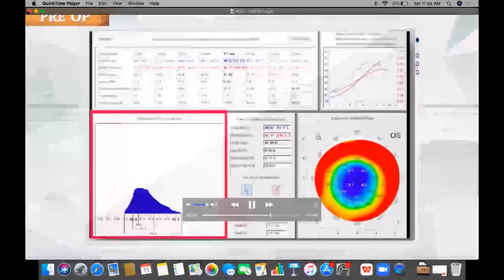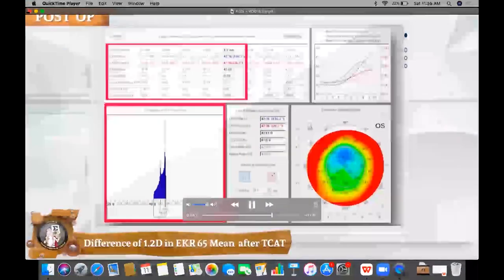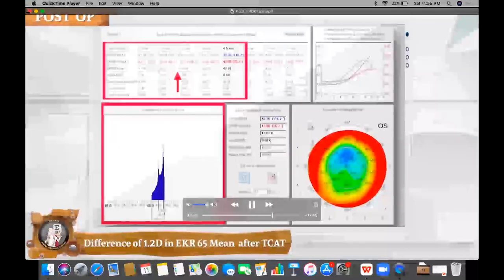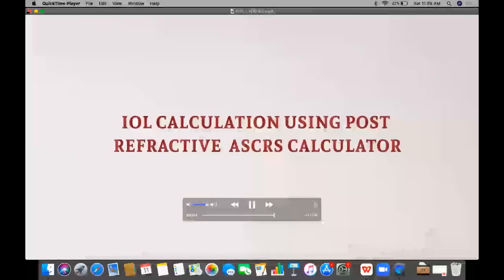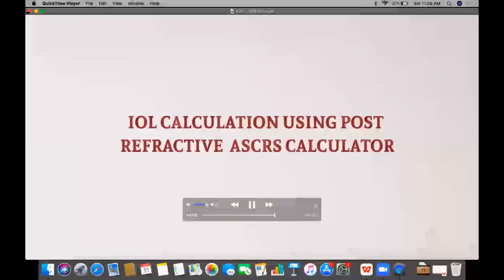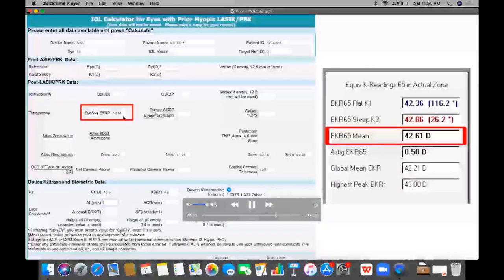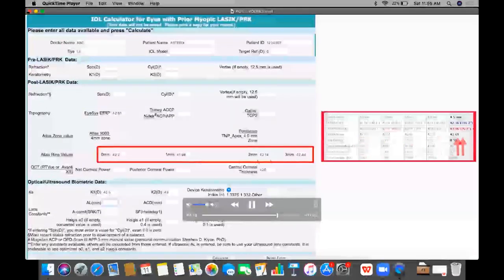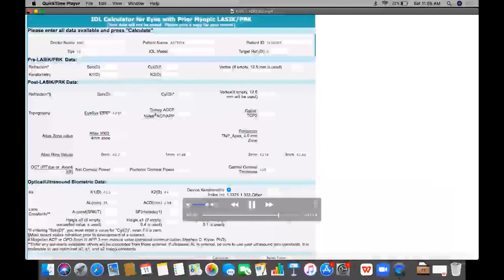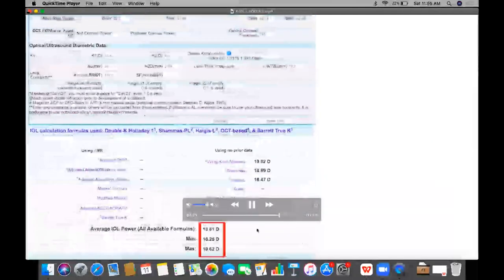After correcting the corneal irregularity and ensuring stability of the EKR-K readings over 3 consecutive follow-ups, our next step is to calculate the IOL power using the ASCRS post-refractive surgery calculator. The appropriate values are added from the EKR map. The IOL power chosen is the minimum power obtained on the calculator.